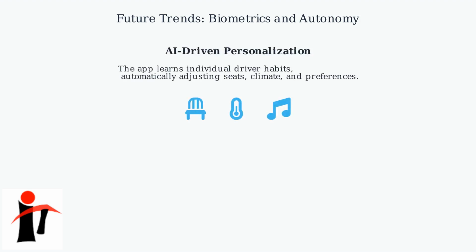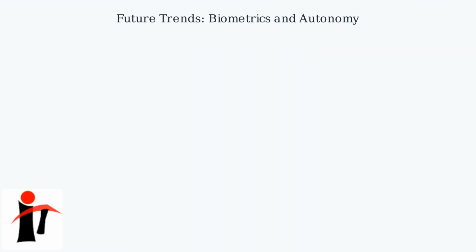AI-driven personalization will allow the Tesla app to learn individual driver habits, automatically adjusting vehicle settings like seat positions, climate control, and even music preferences as each driver enters the car. This creates a truly personalized driving experience where the vehicle adapts to each driver's preferences without manual adjustments, making multi-driver scenarios much smoother and more intuitive.